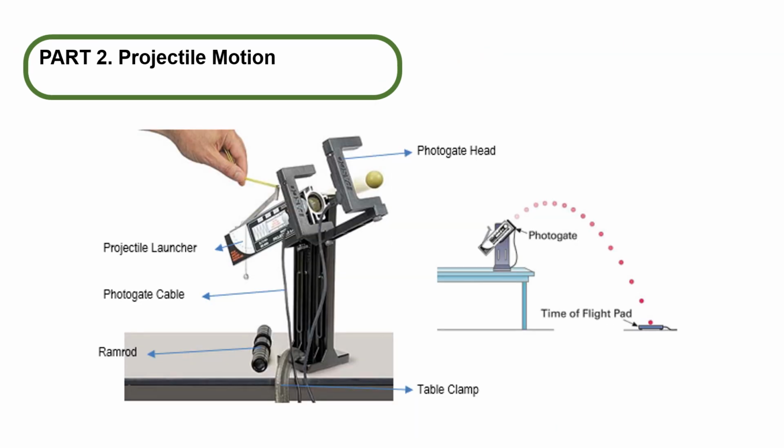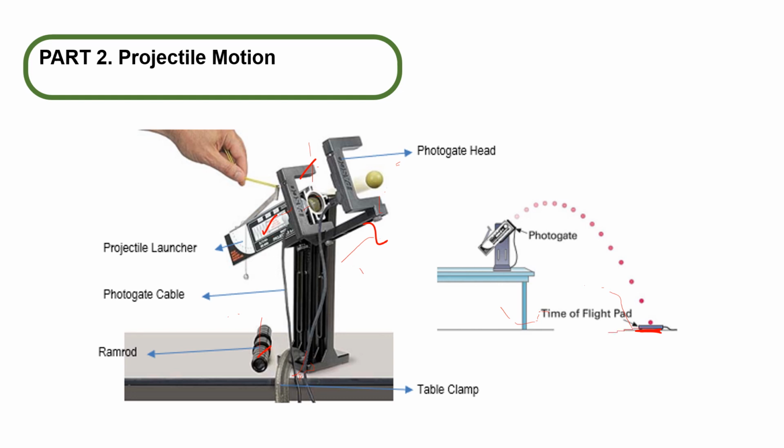Now let us proceed with the second part of the experiment, which is the projectile motion. For the projectile motion, we have here the projectile launcher, the photogate cable, which is used to connect the two photogate heads to the Explorer GLX. We also use the photogate head mounting bracket. And we have the ramrod, which is used to insert the ball inside the projectile launcher.